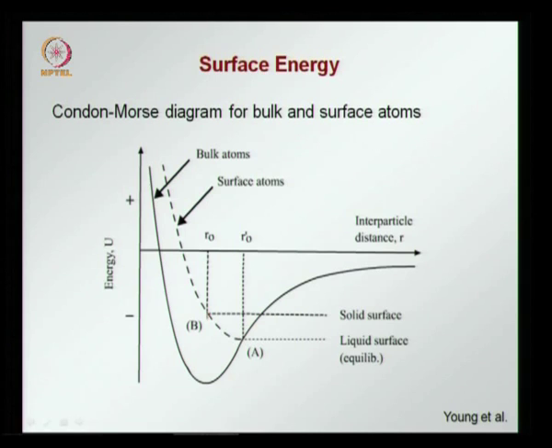So in a liquid we reach equilibrium on the original Condon-Morse diagram, or the bulk Condon-Morse diagram, with the distance now being r prime sub 0 instead of r 0. The interparticle distance is now larger. This means that on the surface of a liquid, the distance between atoms and particles is larger than within the bulk of the material.